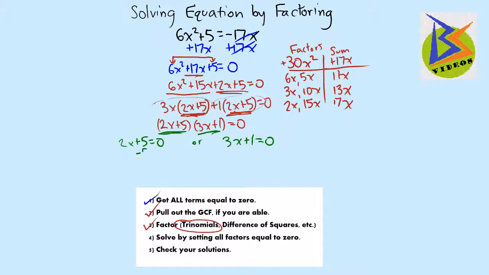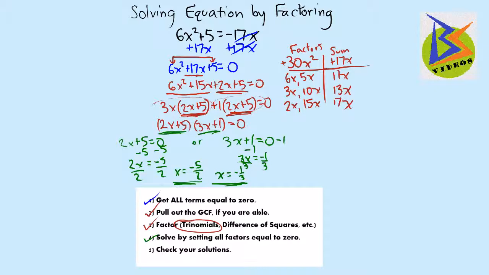So we can subtract 5 from both sides here. You get 2x equals negative 5. Divide both sides by 2. And so we get that x equals negative 5 halves, which is negative 2.5. And then we can look over here and subtract 1 from both sides, and we get that 3x equals negative 1. Divide both sides by 3, and we get that x equals negative 1/3. Okay, so we have these two possible solutions.